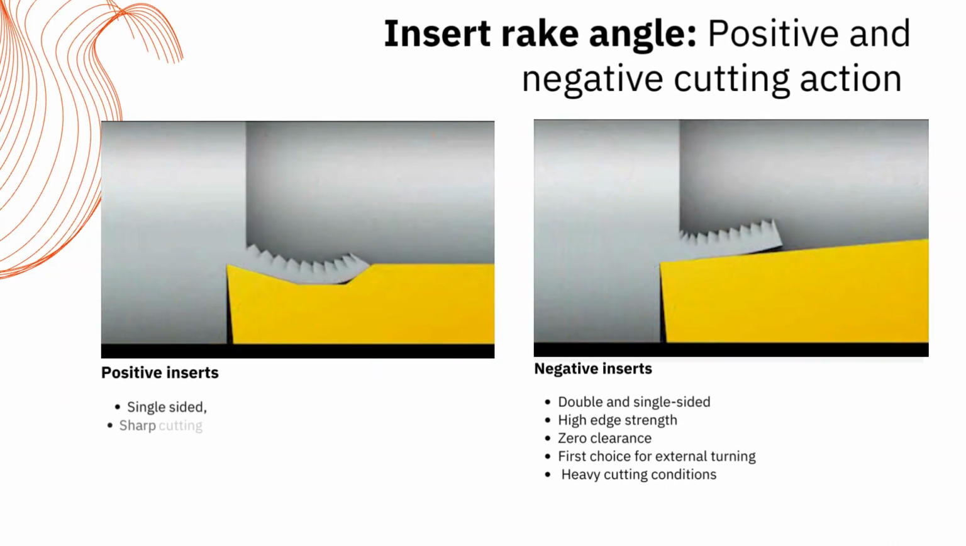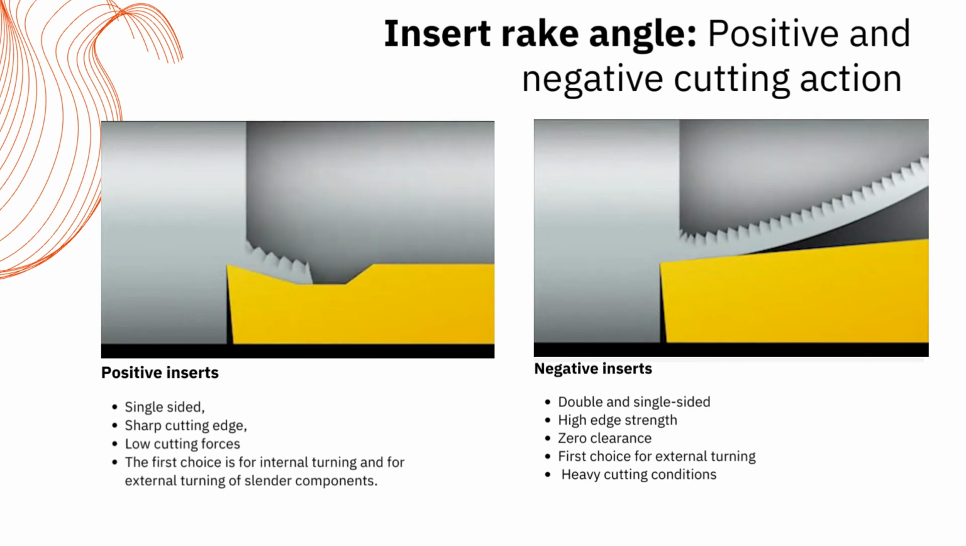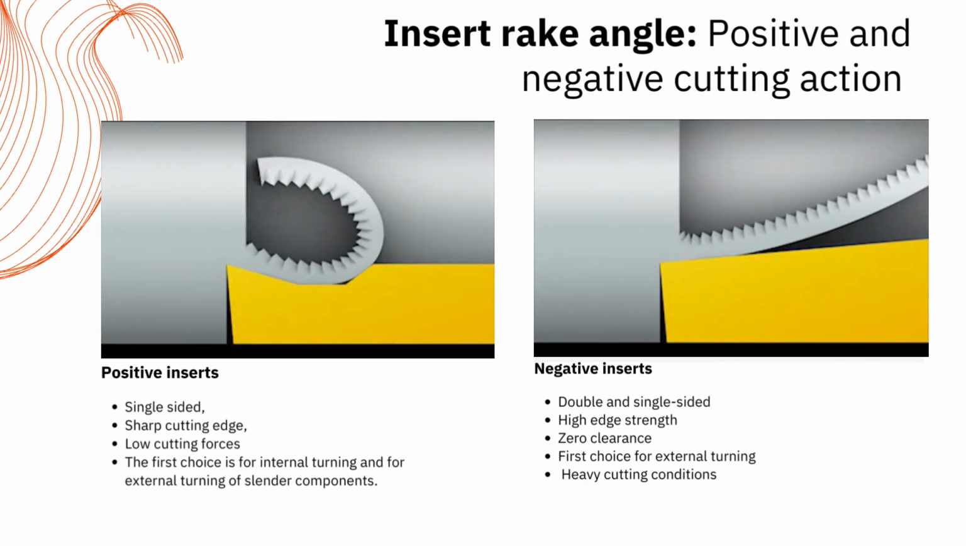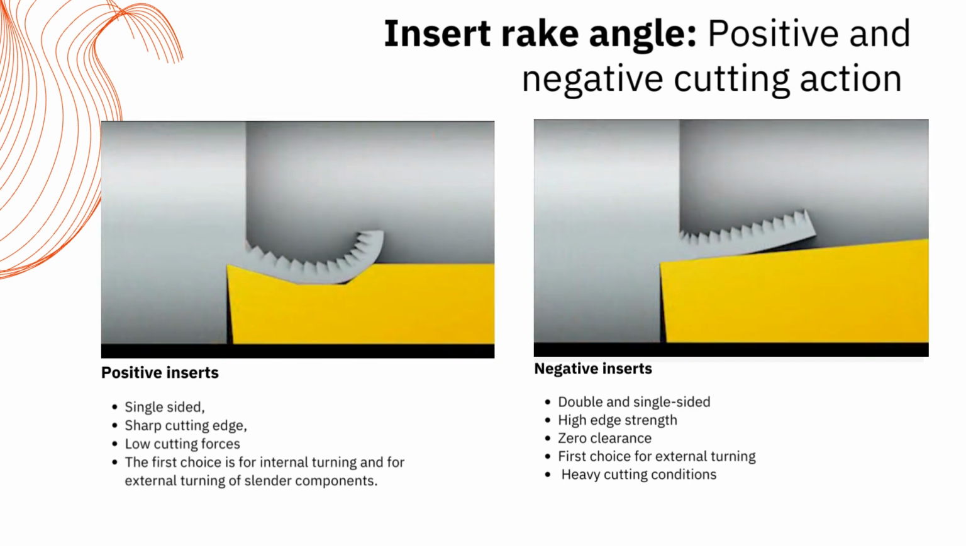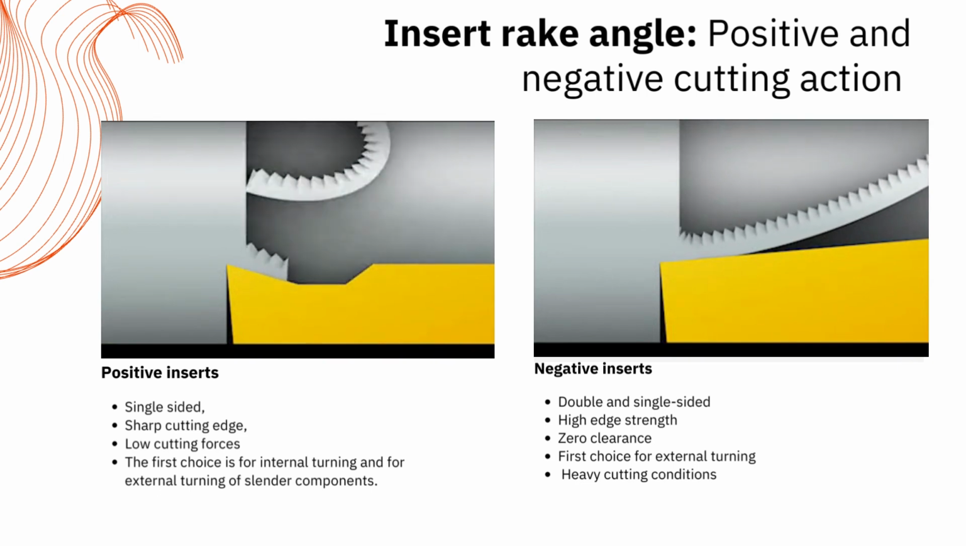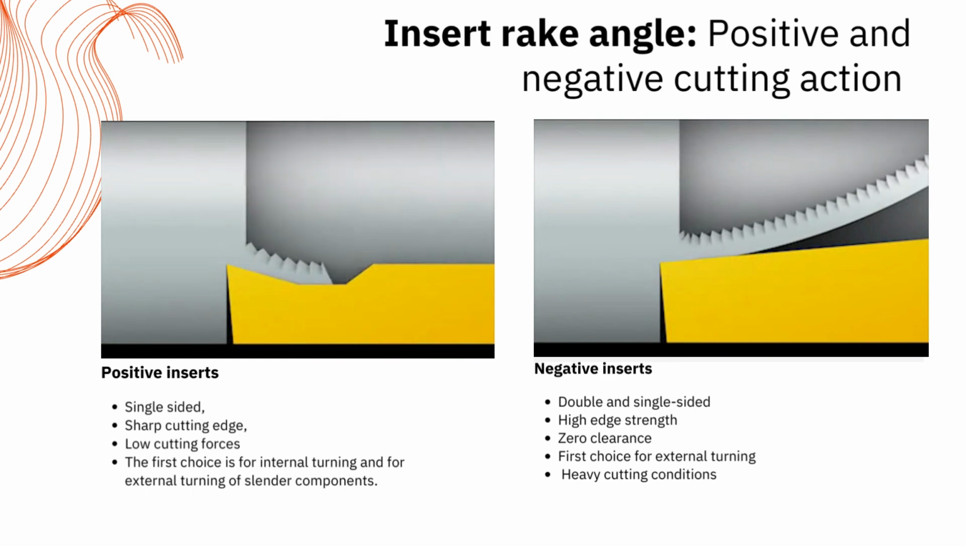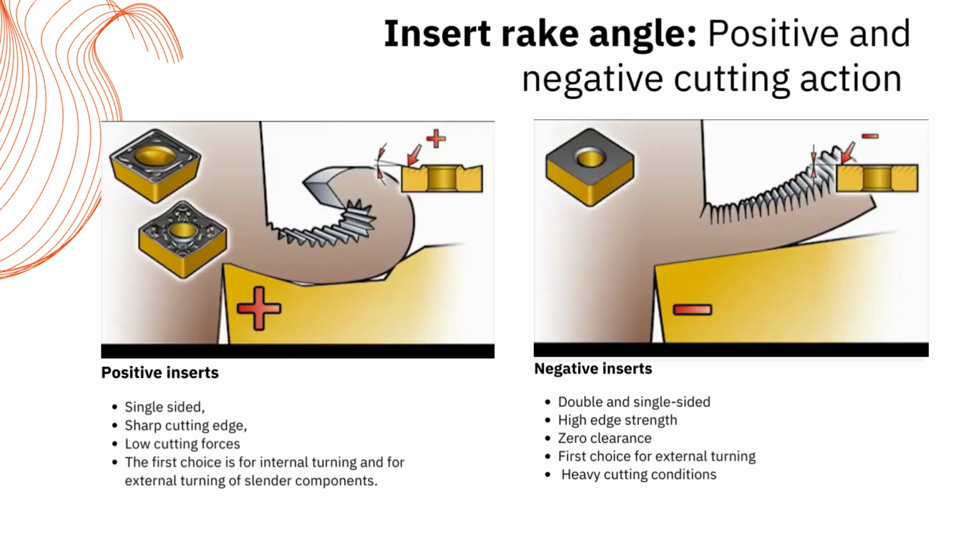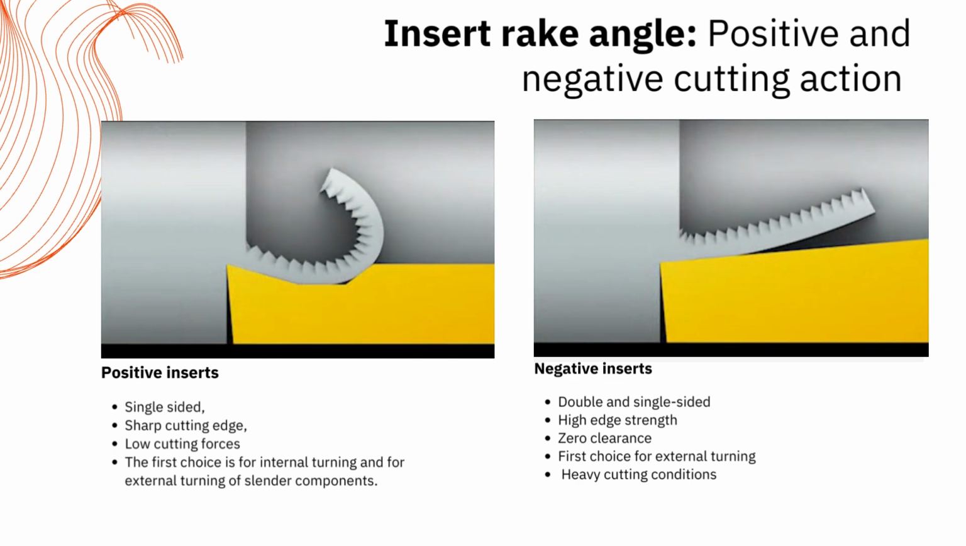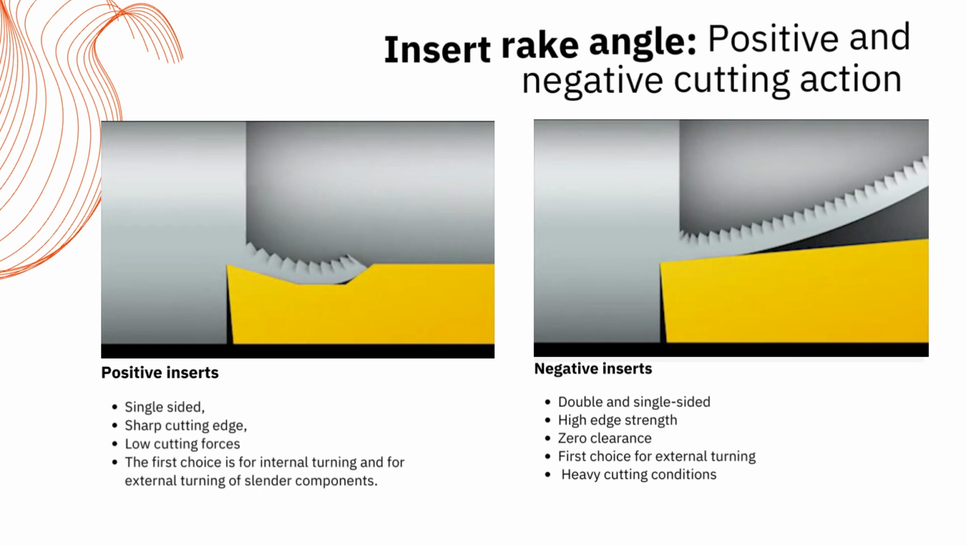The insert rake angle is the angle between the top face of the insert and the horizontal axis of the workpiece. The rake angle can be either negative or positive. Based on that, there are negative and positive inserts, where the clearance angles are either 0 or several degrees plus. A negative rake angle tool is generally stronger, but it generates more force and requires more power than a positive one. A negative or neutral rake angle is preferred for rough turning operations, particularly for cast iron.